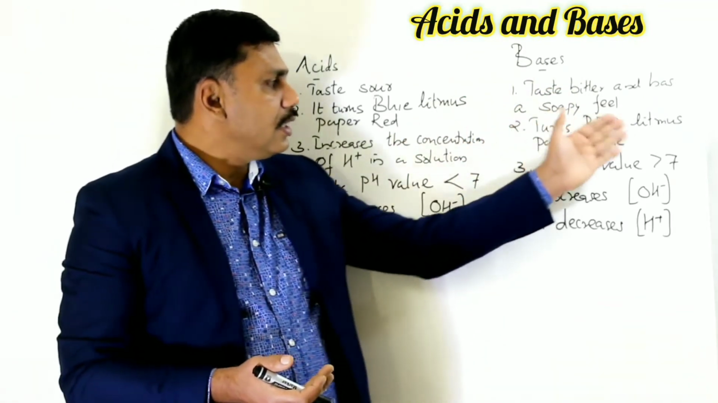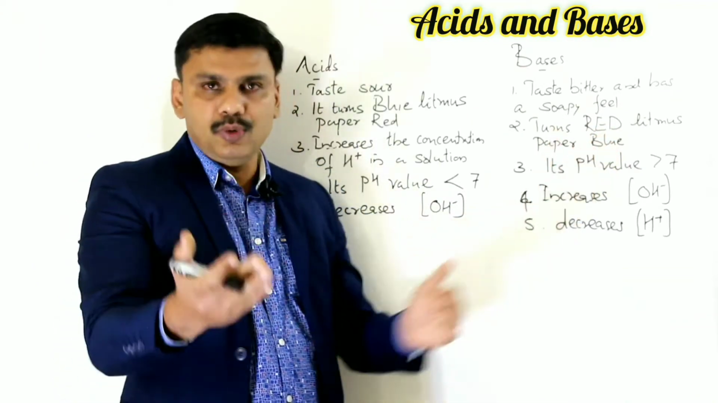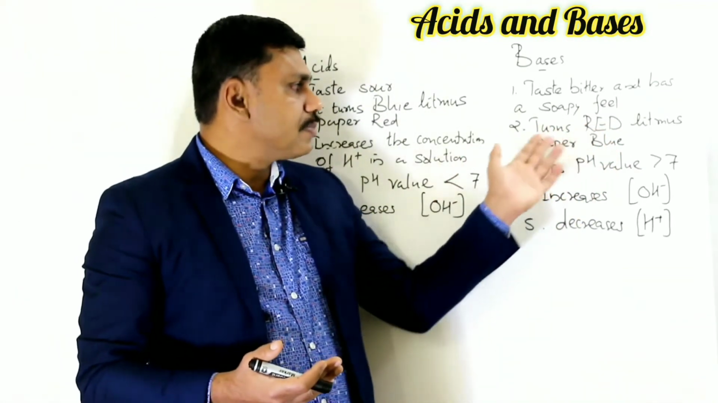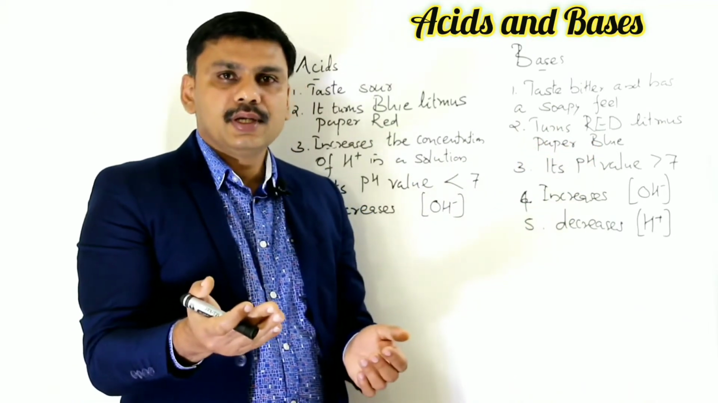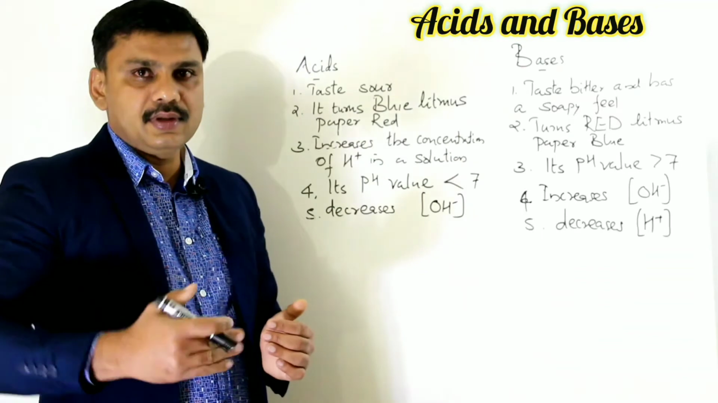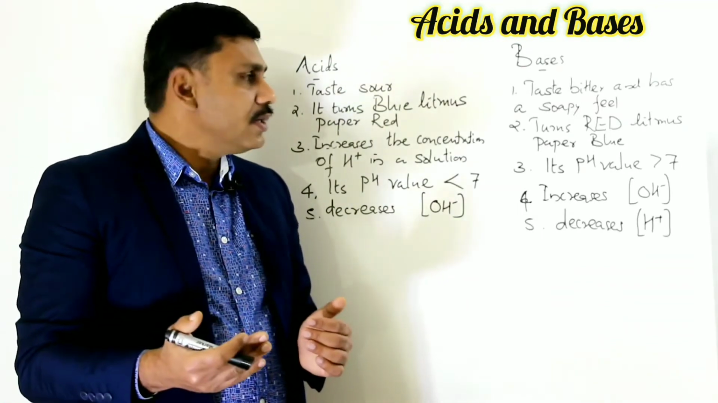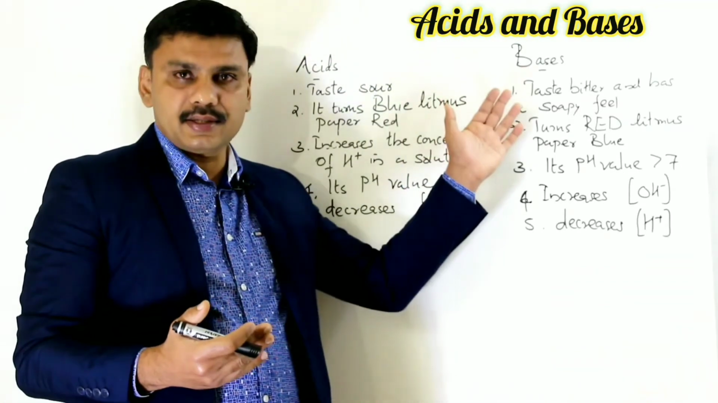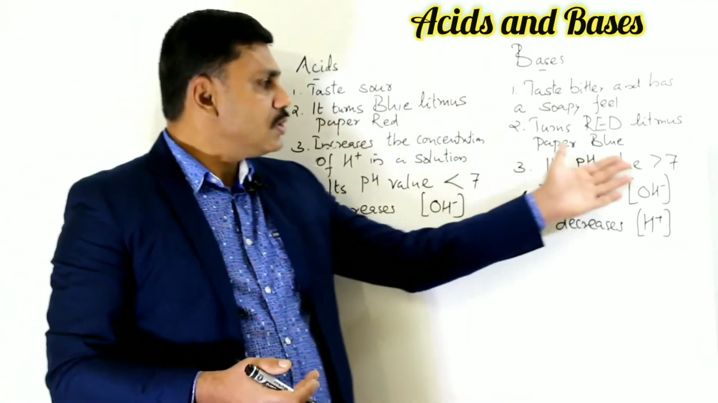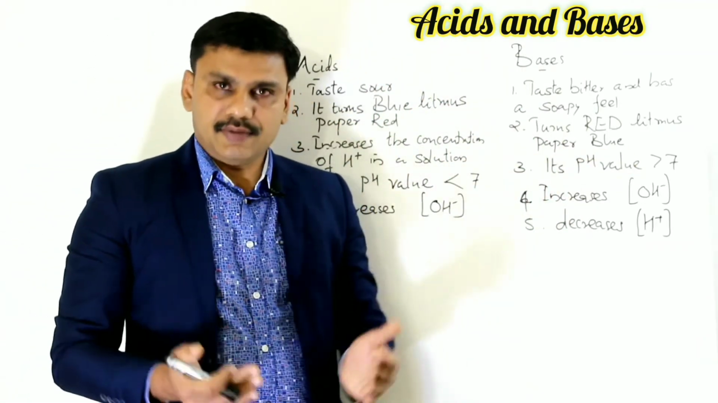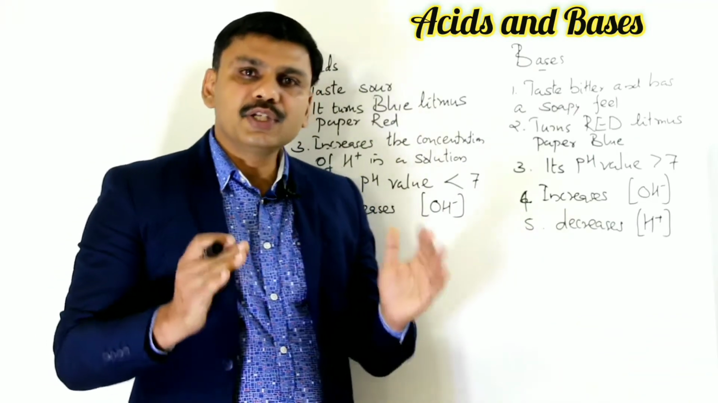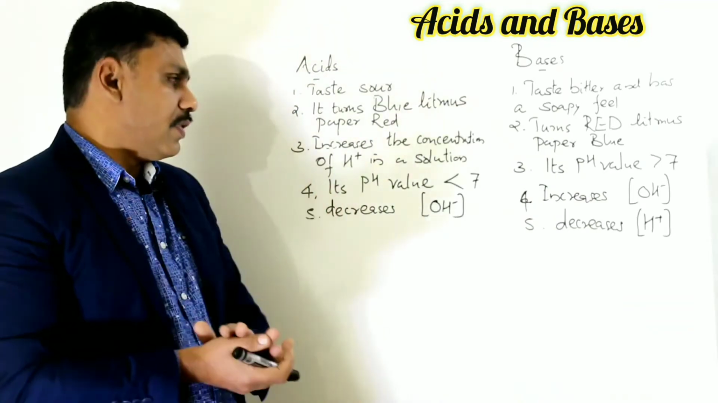Bases turn red litmus paper to blue. So if in a question paper you see a red litmus paper turning blue, that is an indication of a base, that we are using a base there. Its pH value is greater than 7. All bases have a pH value greater than 7.